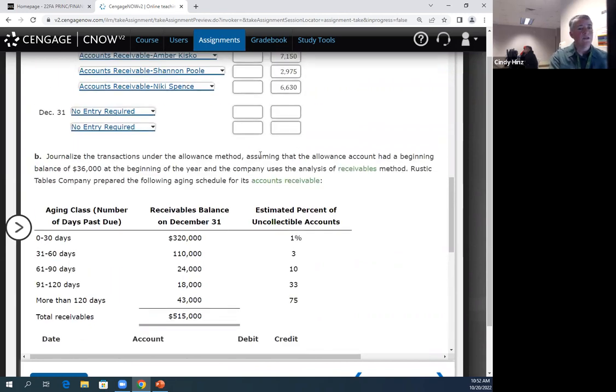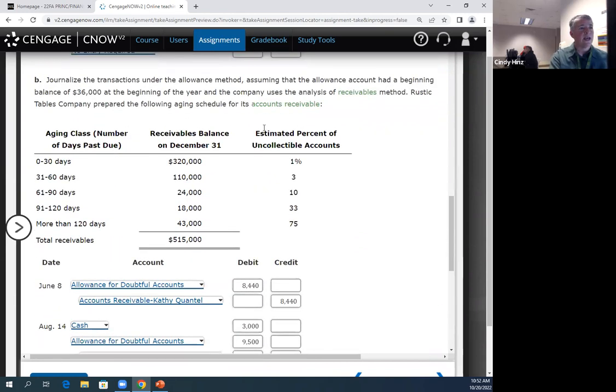It tells us to assume that the allowance account had a beginning balance of $36,000 at the beginning of the year. So I'm just going to put a T account on the screen so we can keep track of what's happening in this allowance account. I'm just going to sneak it right in here so that I can then scroll down and we can see what's going on. So allowance, or I'm just going to call it uncollectible accounts.